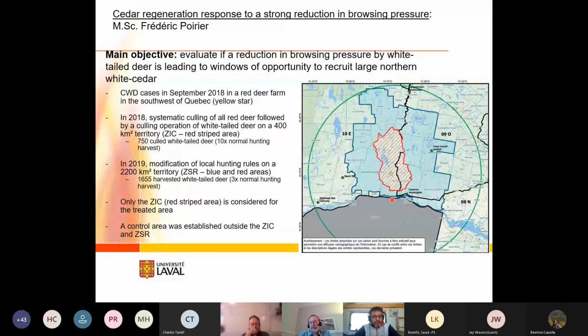So we decided to sample here what was occurring after 2 years. And I would say that the second year, the same level of hunting was applied everywhere. So we took advantage by sampling cedar stands within this region here, and other sites here outside the treated area to act as controls.